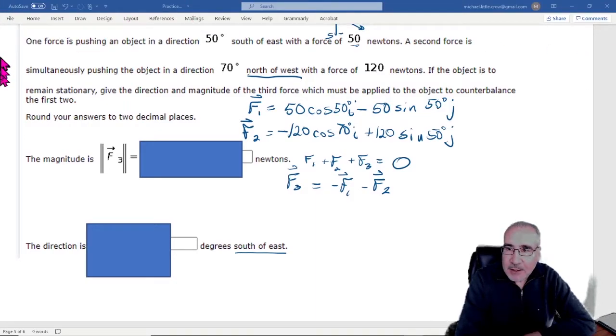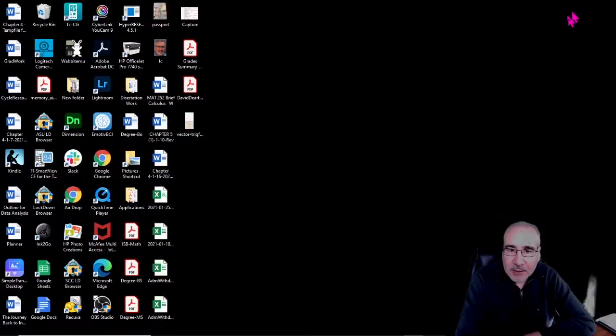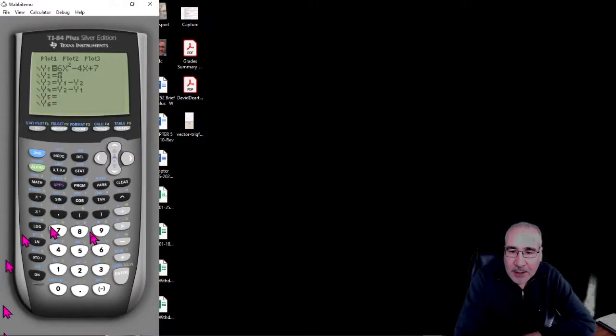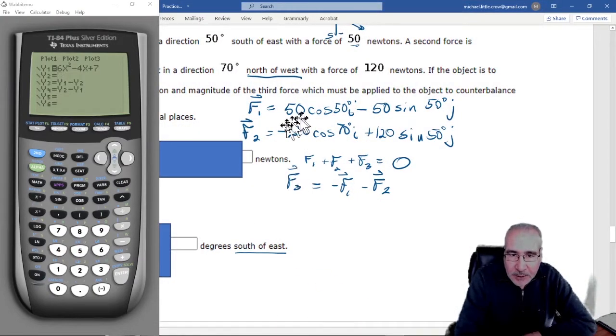Okay, so how are we going to do this? We're going to pull up our calculator, put it over there, and then we'll put this back up. Okay, so let's resolve vector 1.